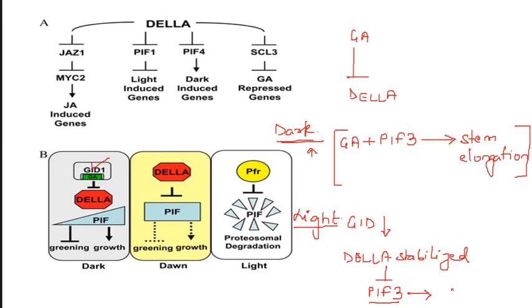PIF3 is then phosphorylated, leading to its destruction by the ubiquitin pathway. So when PIF3 is not there, there will be no stem elongation. Remember, in light there is no stem elongation, in dark there is excessive stem elongation. In dark GA level is high and GA acts through PIF3 to elongate the stem.